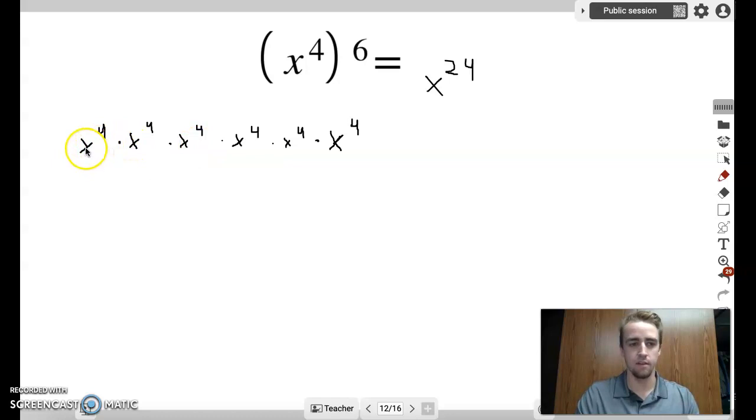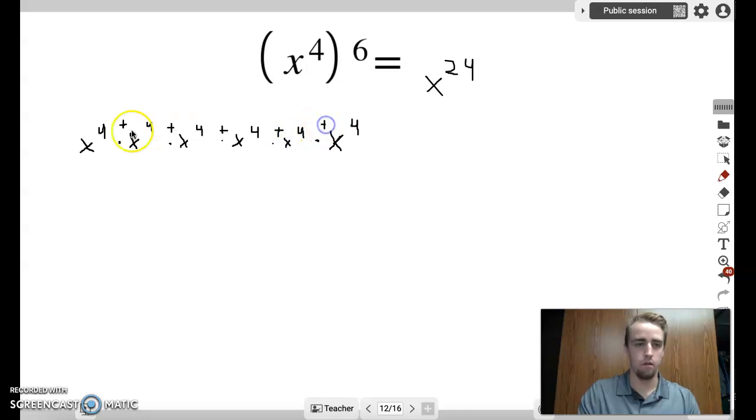So if we had it like this, then we could just do each one individually and we would add all the exponents. So it's basically the same thing. We'd add all these up and we'd get the same thing.